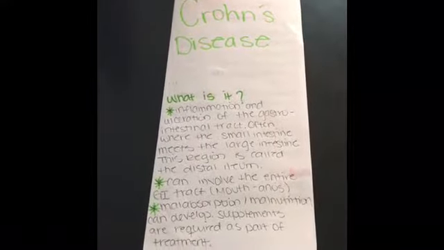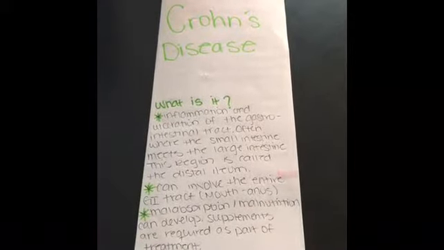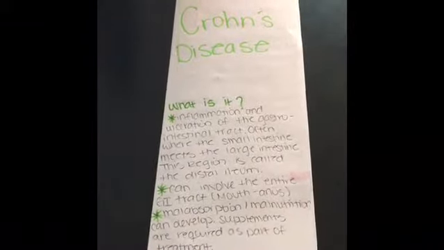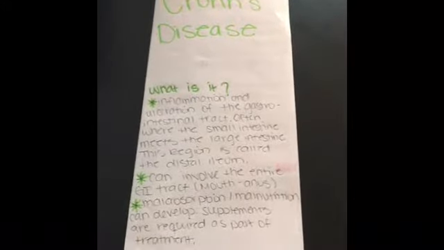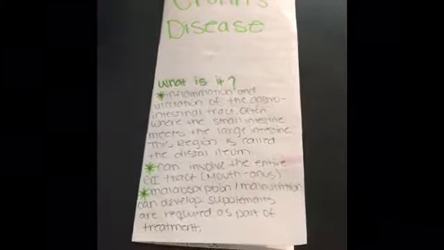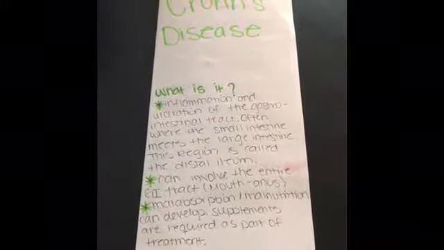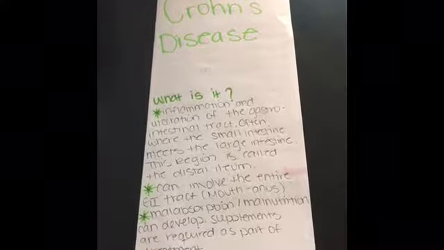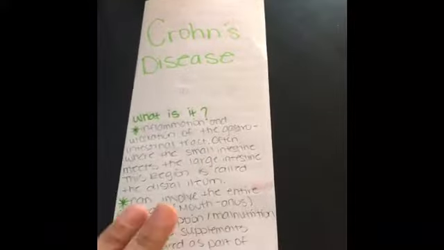It's inflammation and ulceration of the gastrointestinal tract, often where the small intestine meets the large intestine, and the medical term for that is distal ileum. It can involve the entire GI tract, which is from the mouth to the anus. This also includes malabsorption and malnutrition, and supplements usually are required as part of the treatment for this disease.